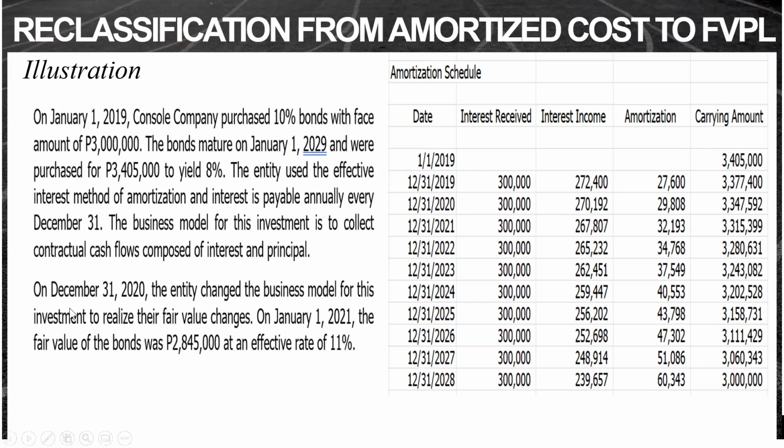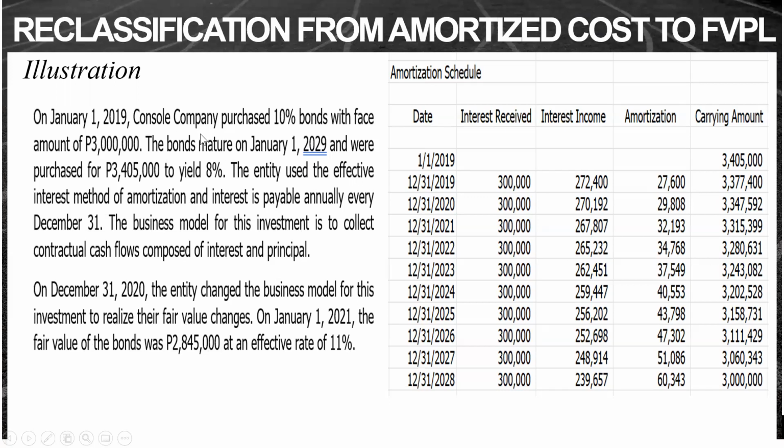So this statement here is telling us that this investment should be measured using the amortized cost. However, on December 31, 2020, there is a change in the business model. So what they're going to do na is they want for this investment to realize their fair value changes. So, naging fair value through profit or loss naman. So, on January 1, 2021, the fair value of the bonds was 2,845,000, an effective rate of 11%.